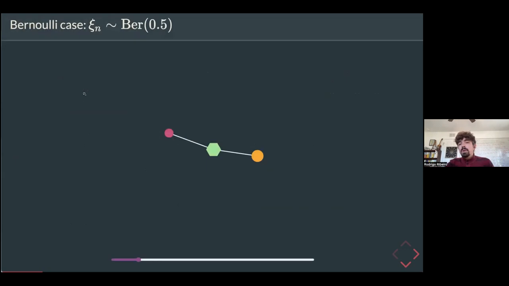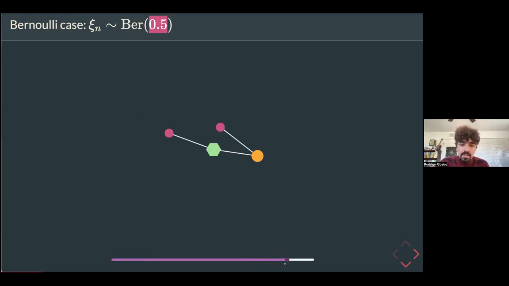So, here we're going to see a small simulation. This is my initial condition, T naught. This is the root, and this orange vertex is the walker. Here my leaf process will be just an IID sequence of Bernoulli random variables with parameter 0.5. In words, at each step, with probability 0.5 I add a new vertex, and with probability 0.5 I don't change the environment. I keep it as it is.